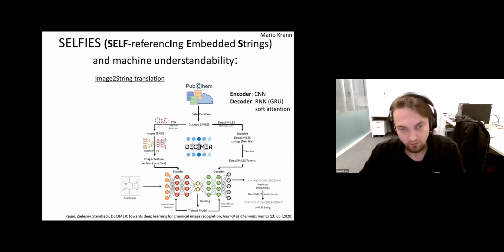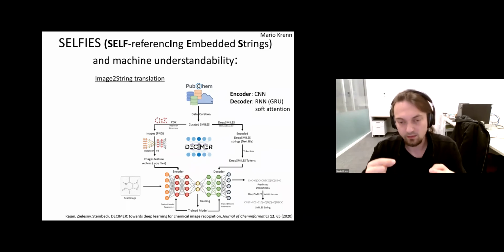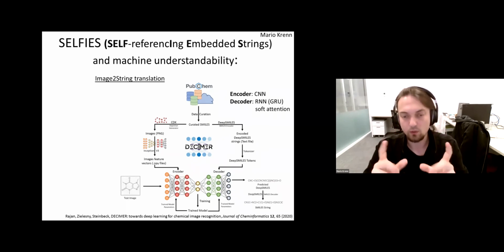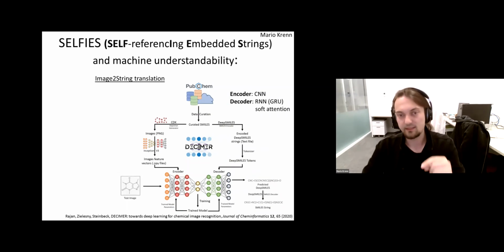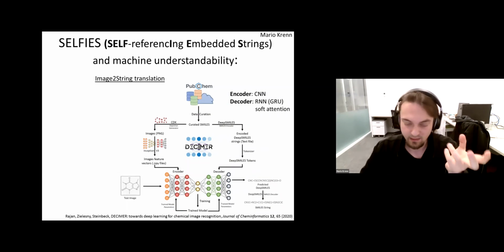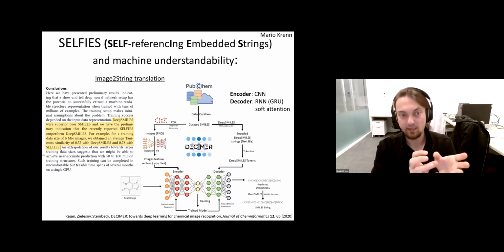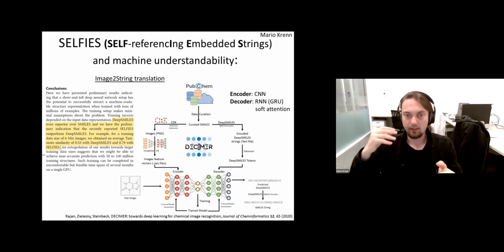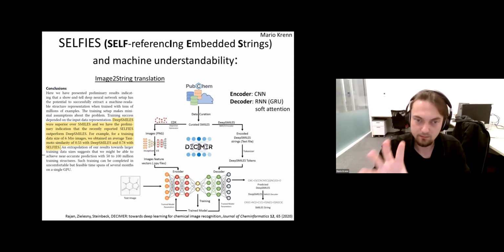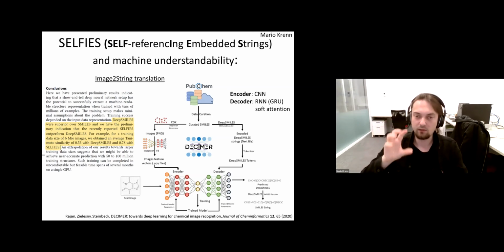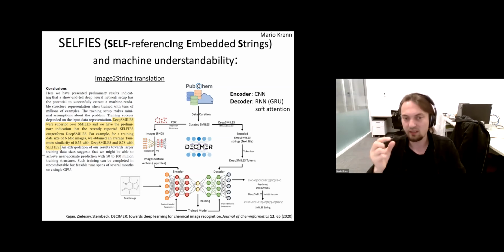But the very cool thing is that they have seen that this model works better if they use DeepSMILES instead of SMILES. So DeepSMILES is a slightly more robust representation. And then in the conclusion of the paper, they write that actually SELFIES has outperformed DeepSMILES. So in some way, this model works better if it uses a more robust representation to write the molecule.